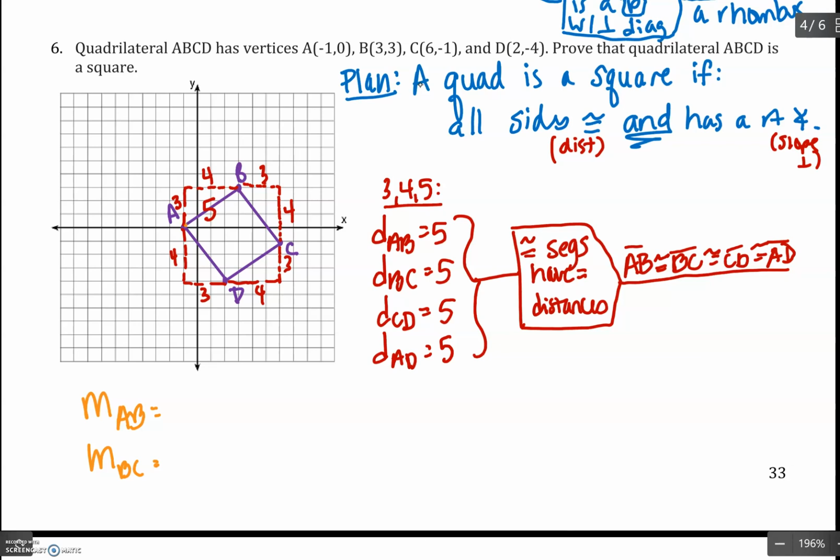So from A to B, it's up 3 and right 4. Remember, the signs matter. Up and right are both positive. From B to C, it's down 4 and then right 3. You have to do rise over run, and you have to watch your signs. So down 4, right 3. All right, these are negative reciprocals. So perpendicular lines have negative reciprocal slopes.